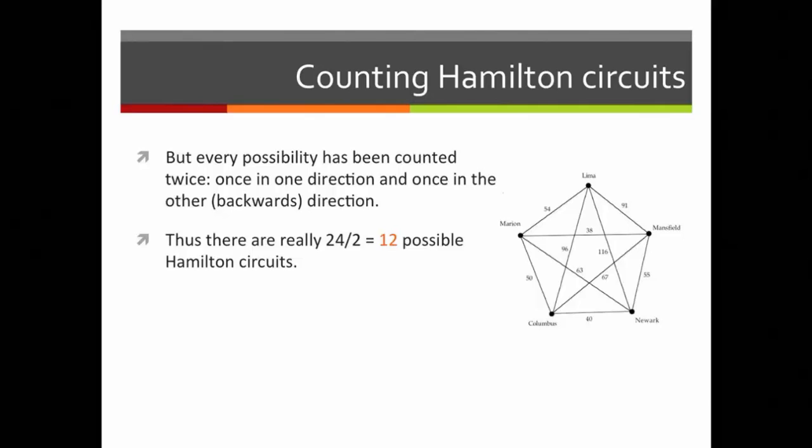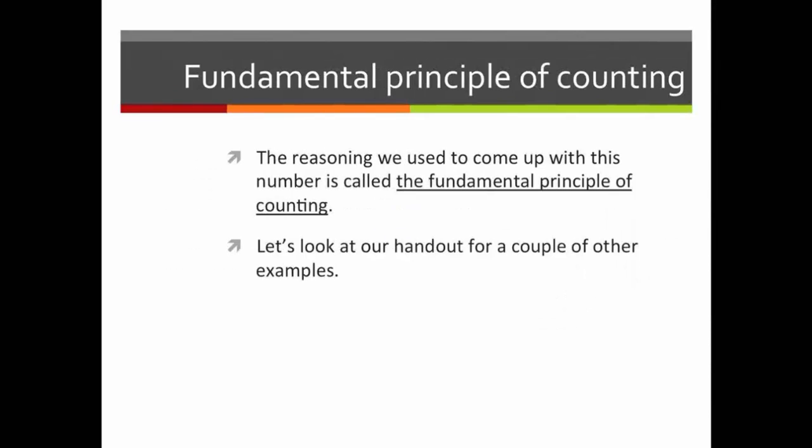But we haven't yet taken into account the fact that we consider a Hamilton circuit done forwards to be the same as that same Hamilton circuit done backwards. Okay, there are two possible directions, and for that reason, we're going to say that there are not 24, but 24 divided by 2, in other words, 12 possible Hamilton circuits, just as I said earlier. The reasoning that we use to come up with this number is called the fundamental principle of counting. I'm going to have us take a look at a handout right now for a couple of other examples where we use that same principle.